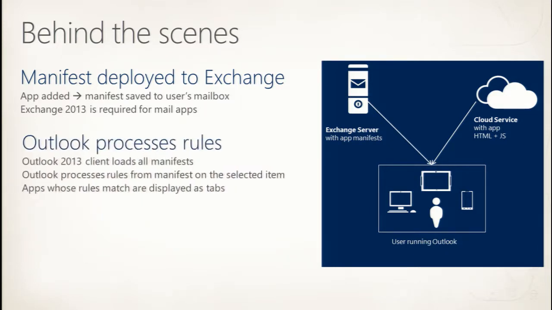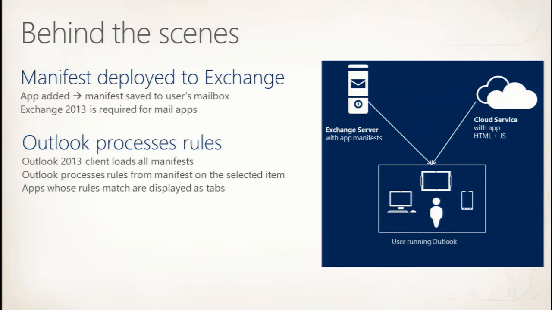Now, when the user opens the Outlook client, the first thing that happens is that Outlook loads all of the app manifests into memory. And then when the user selects a message, Outlook goes through every single manifest, every app, and looks at all the rules within that manifest. Any rule that matches properties on the current item, that app will be added to the app bar. And that's where we saw the Bing Maps app. So we saw that it was within that gray app bar.